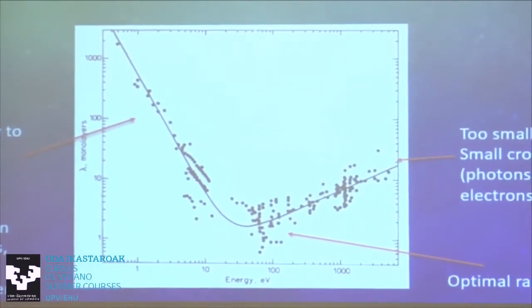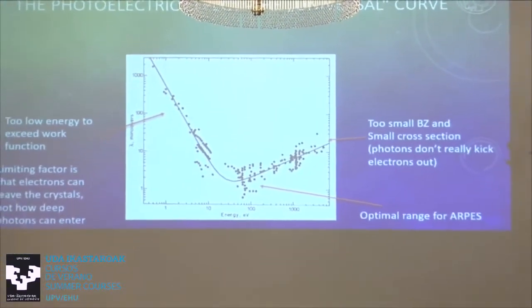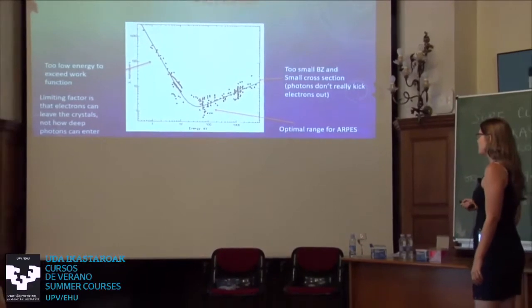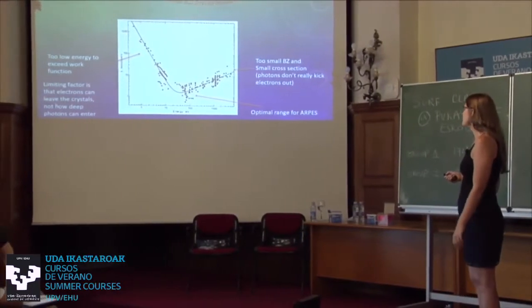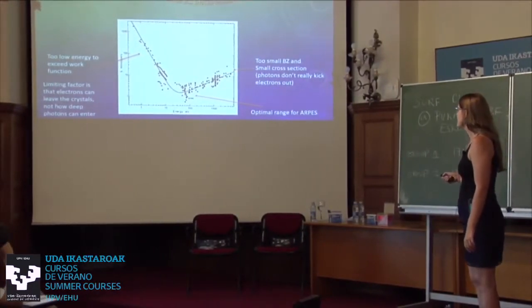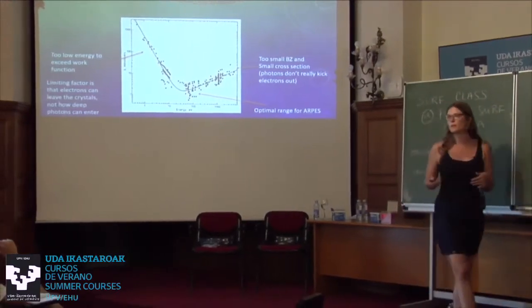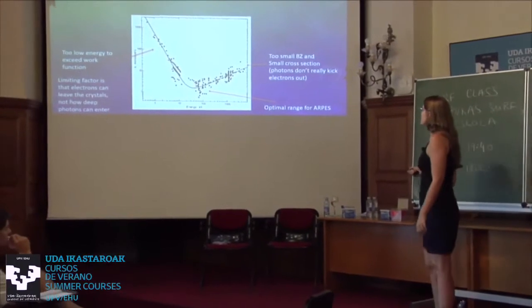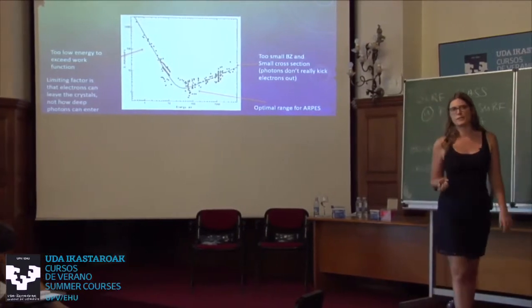So your limiting factor is really not if your photons can get into the crystals, but if the electrons get out. And then you have this range here where you can really nicely measure ARPES spectra, but you really only have a penetration depth of a monolayer or few, and this is why ARPES is such a surface-sensitive method. And you could also increase the photon energy and get a little bit more bulk-sensitive again, but at some point the cross-section gets too small, so the photons don't really kick out the electrons anymore, and also the Brillouin zone you measure gets way too small, so you don't see anything anymore. So the optimal range for ARPES is about this kind of photon energies, and it's thus a pretty surface-sensitive method.